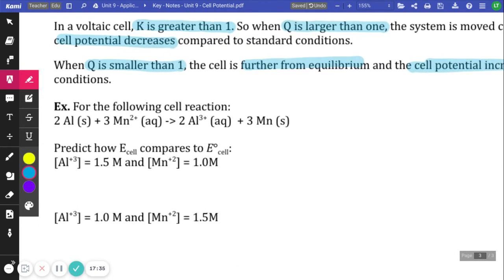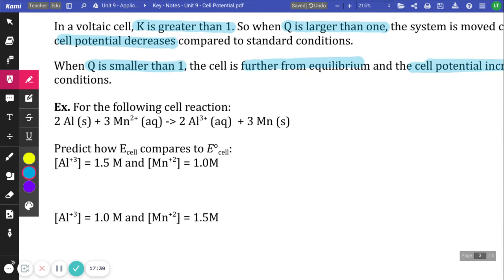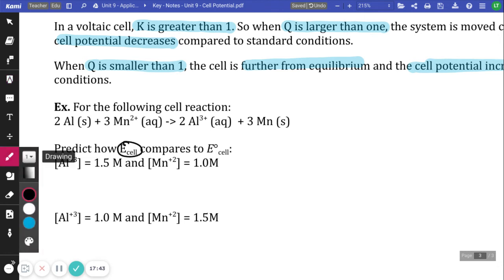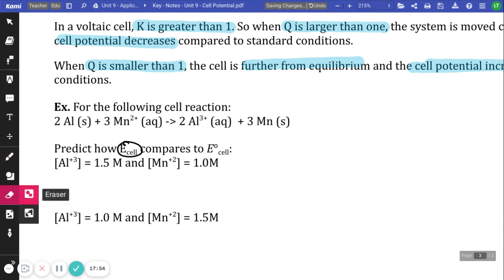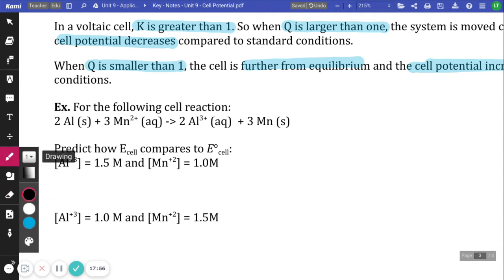So let's look at the following reaction. I have aluminum reacting with manganese. We want to predict how E cell under non-standard conditions compares to E cell under standard conditions. And we know it's standard conditions because it has that little circle right there, the degree sign that tells us standard conditions.